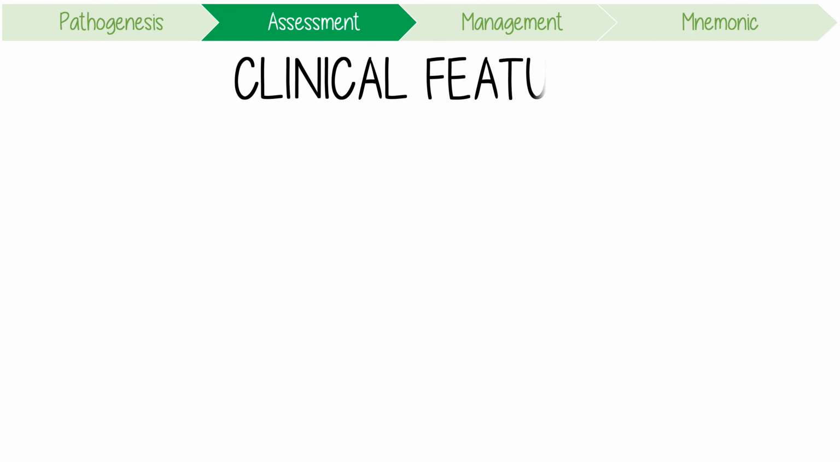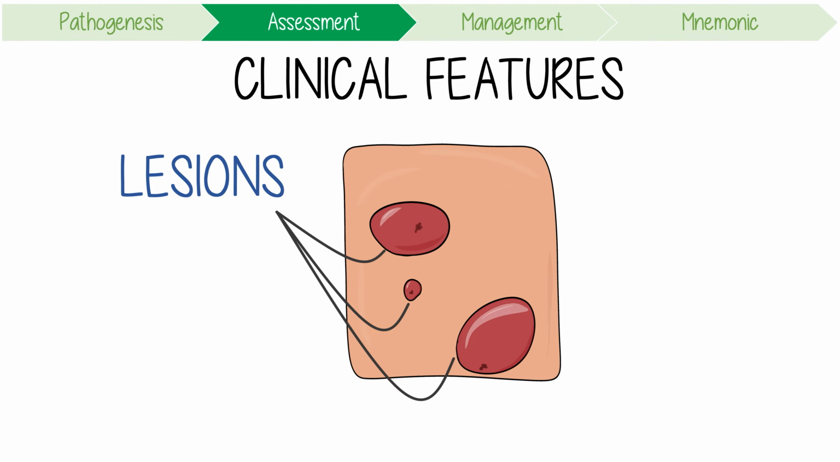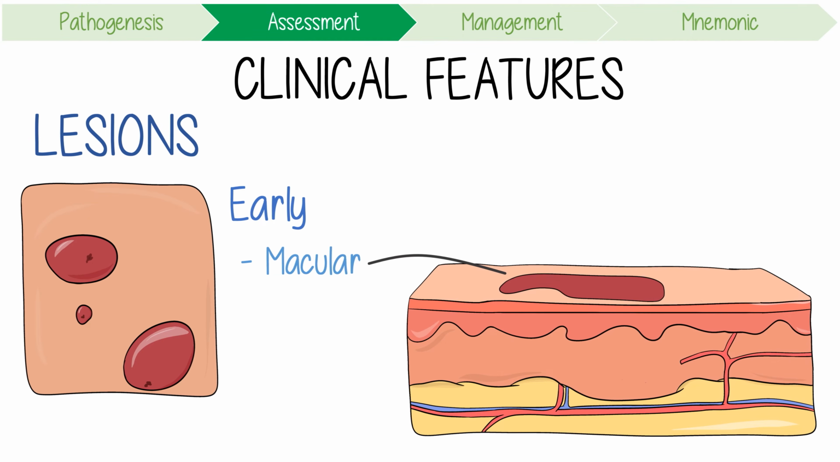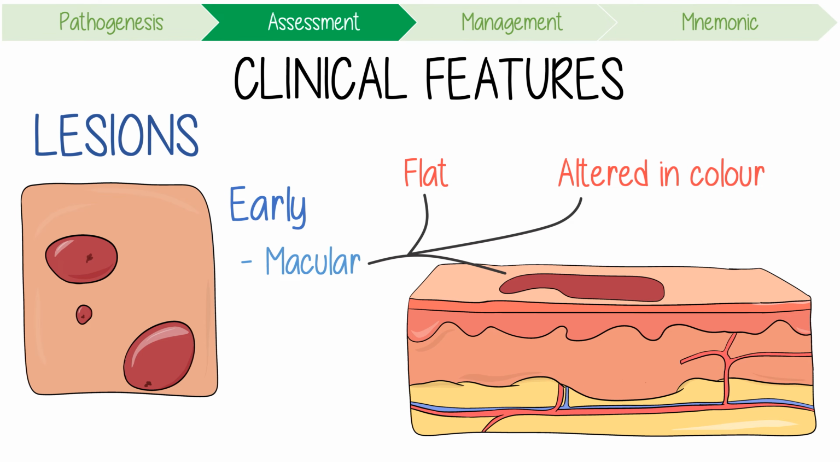The main clinical feature is the presence of multiple lesions affecting the skin or mucous membranes. At the start, early lesions are usually macular. This term refers to a small patch of skin that is flat and altered in color. Kaposi sarcoma lesions typically have a red-purple color, but may become hyperpigmented, especially in dark-skinned patients.